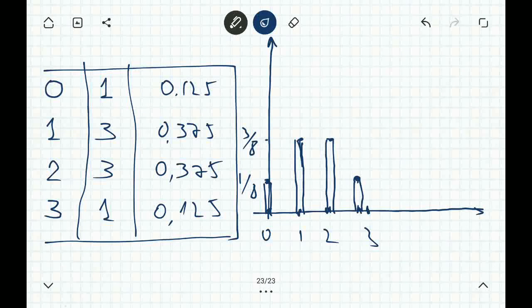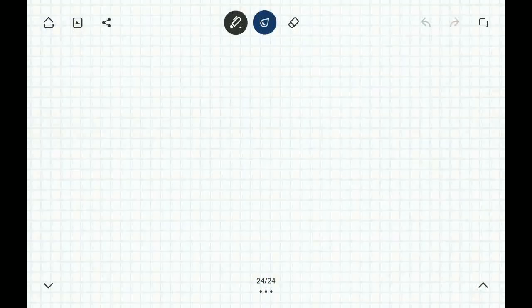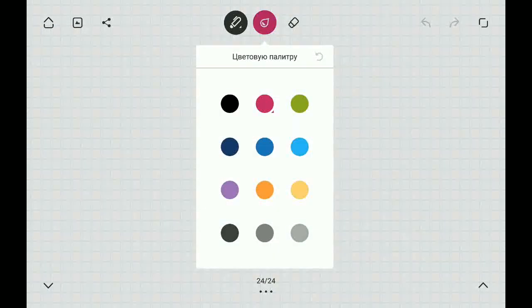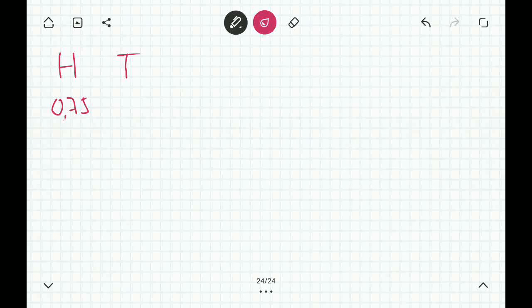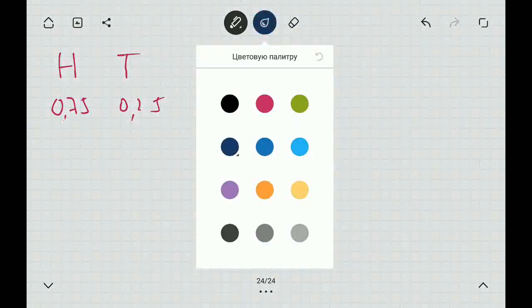So let's try something a little bit different. The same setup, however this time my coin is not fair. So I have one side come up with larger probability. So maybe our heads have probability of 75% and tails have a probability of 25%. So what happens in this case?